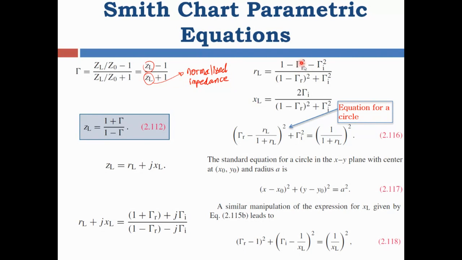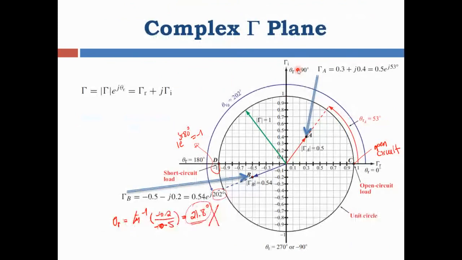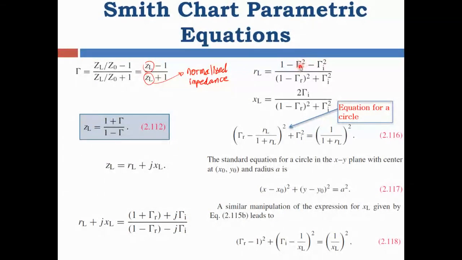So for any given gamma, let's say for the same gammas here, 0.3 plus 0.4. So this is 0.3 and this is 0.4, real part, imaginary part. So you plug this in, the same thing in here, and you get the real part of the impedance. So that is how we can use gamma to come up with the real part of the impedance. And then the same thing with how we can use gamma, the real part and the imaginary part, to relate to the imaginary part of the impedance.